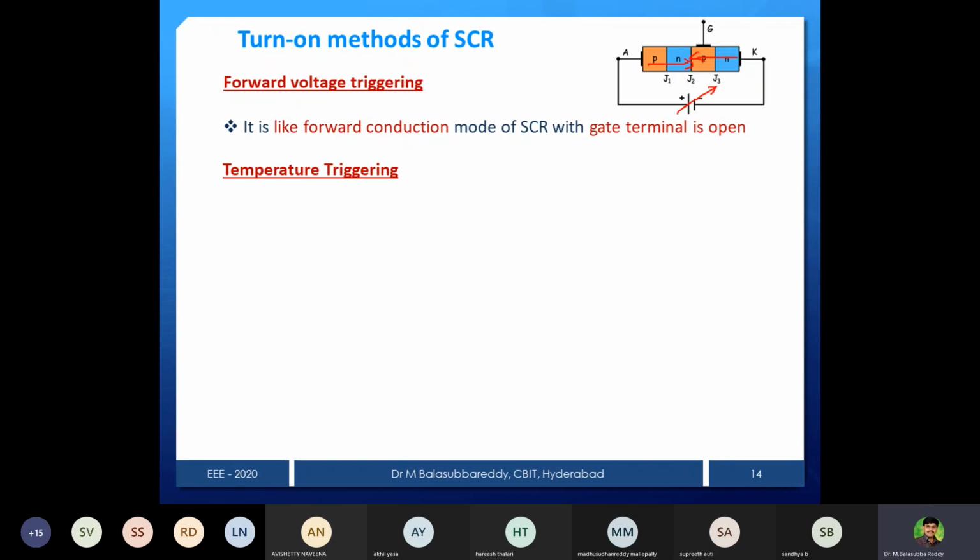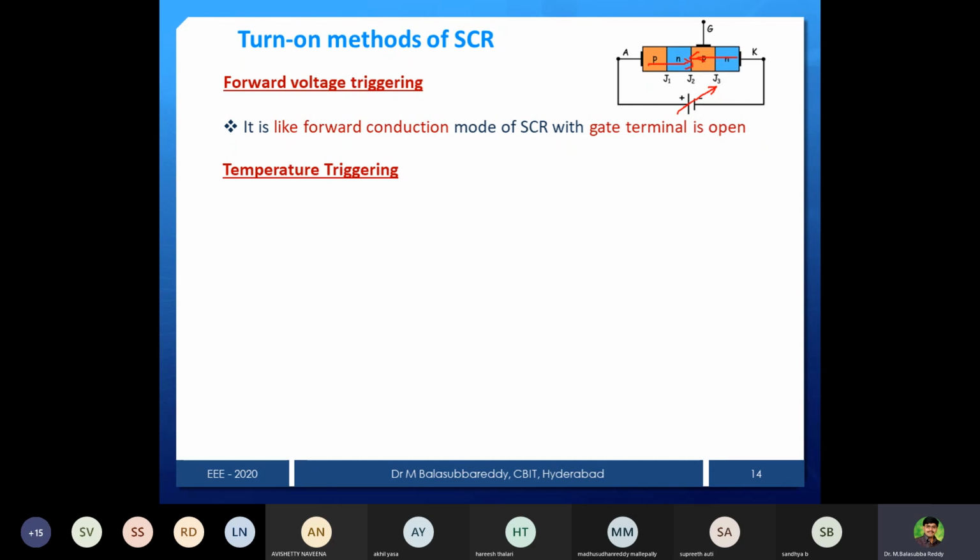With this cumulative process, the leakage current will increase, the temperature will rise, and again the leakage current will increase, like that. At some point of time, the junction temperature will increase beyond the specified value. Then automatically junction J2 is going to break down. But this method is not preferable. This is an unwanted triggering.